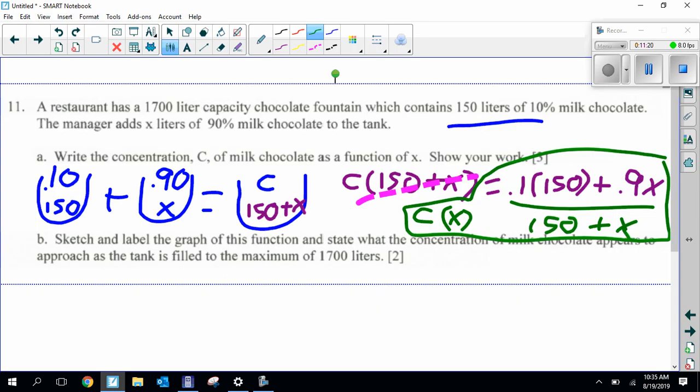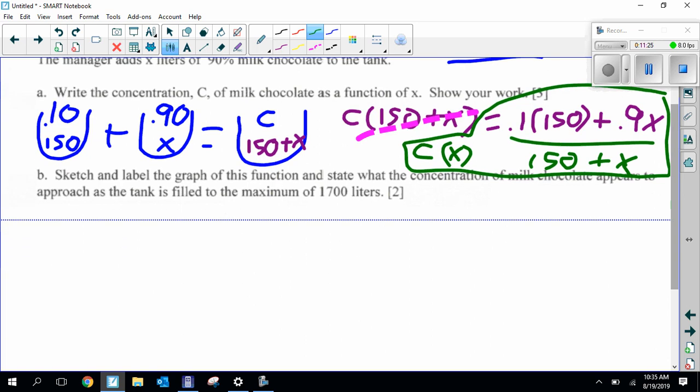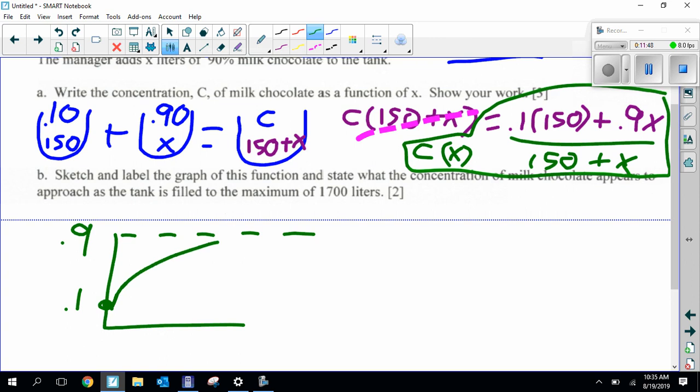So as we set this up, we're going to graph this. This will have a horizontal asymptote at 0.9 because you take the coefficients of x. So 0.9 over 1 is going to have a horizontal asymptote, 0.9. It's going to have a y-intercept of 0.1 because when you plug in 0, that's what you get. It's 0.1. And it's going to look like a rational function going towards the asymptote.